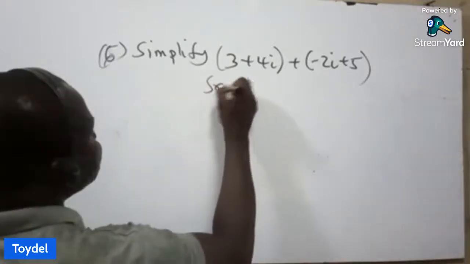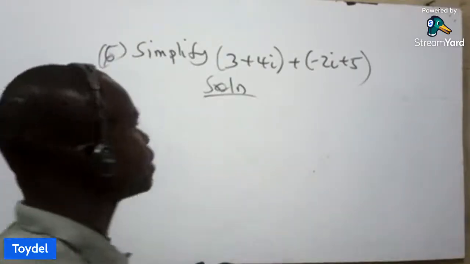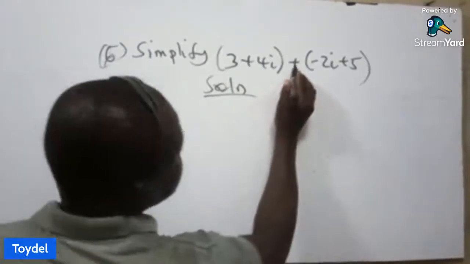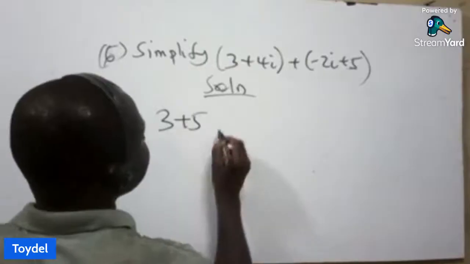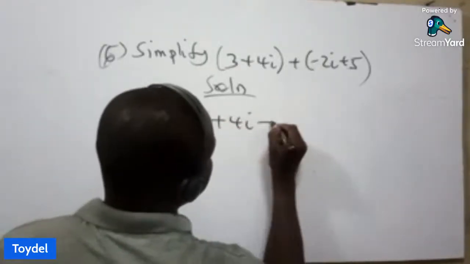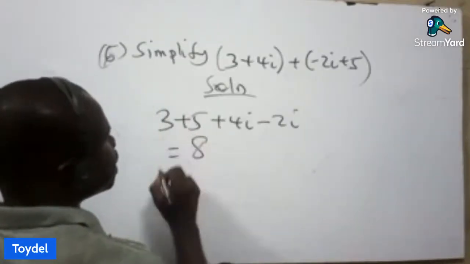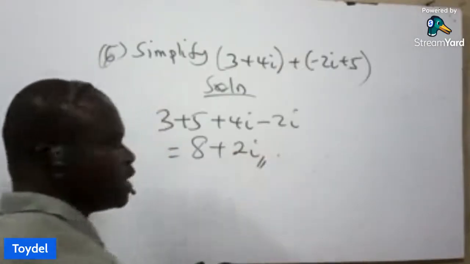So in this case now, what do you do? Of course, you had real to real and complex to complex, imaginary to imaginary. So in this case, I'm going to have 3. This is plus here. Of course, it has no effect here. I will have 3 plus 5, then plus 4i, plus times minus is minus. That will be minus 2i. So at the end of the day, I'm going to have 3 plus 5 is 8, plus 4 minus 2, that's 2, 2i. That will be the answer.